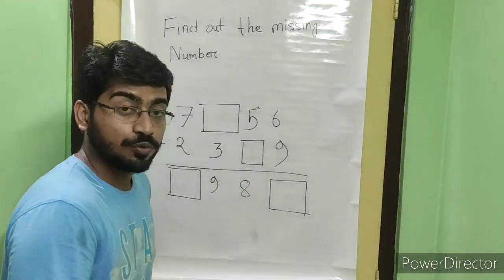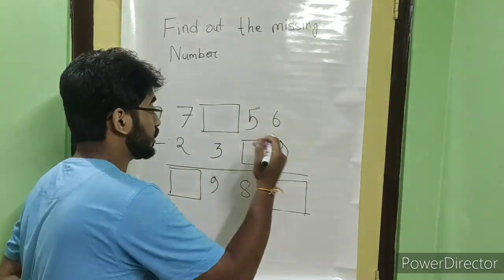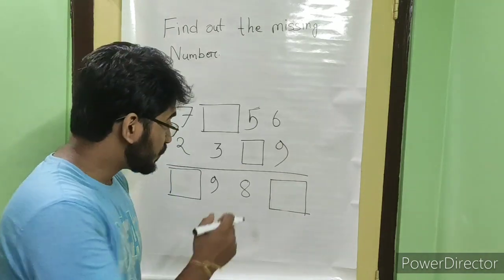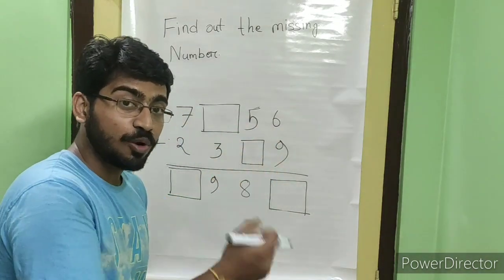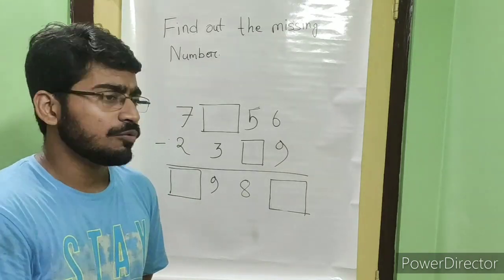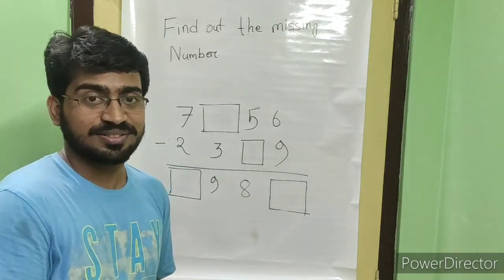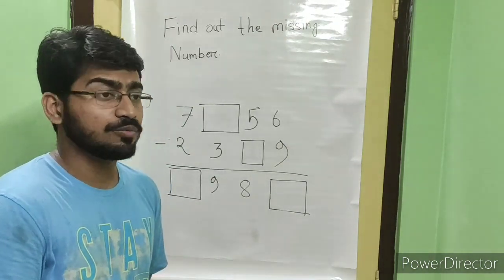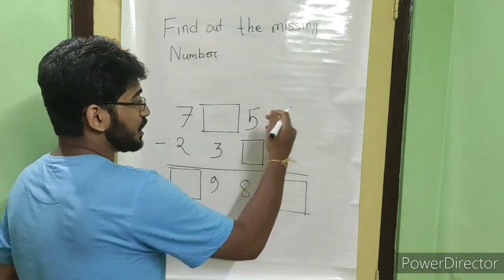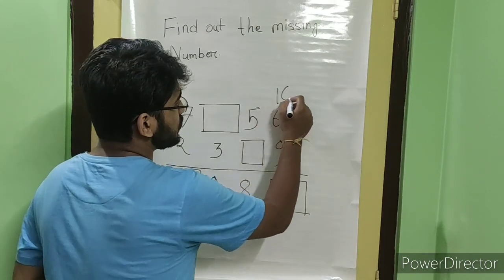So what will we do first? We will subtract 9 from 6. Is it possible to subtract 9 from 6, which is smaller than 9? It is not possible. We all know this because we have gone through all the subtractions, with borrowing pattern and without borrowing pattern. So we know that 9 can't be subtracted from 6.